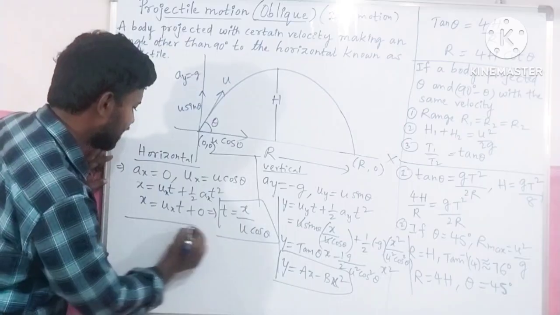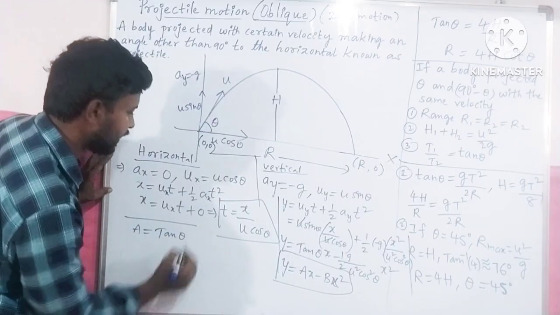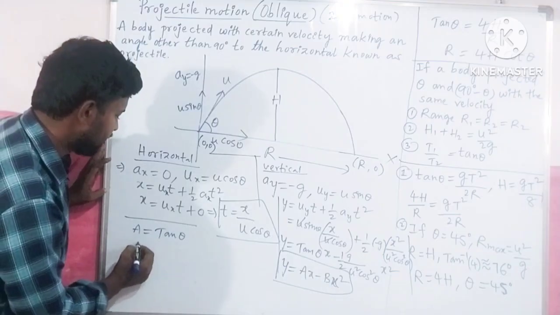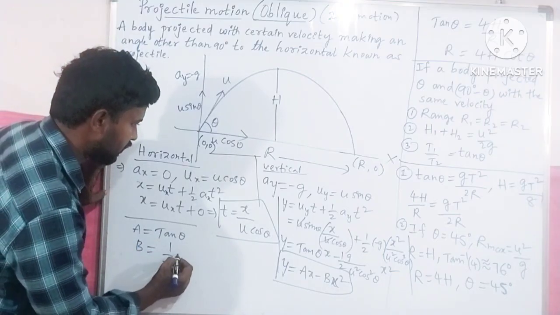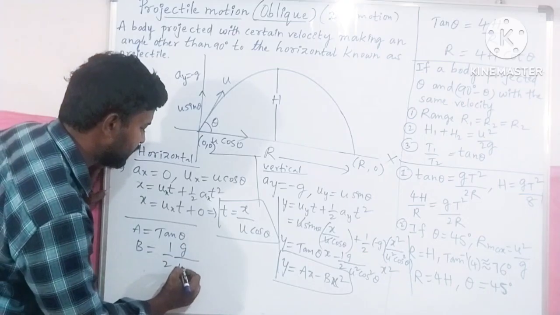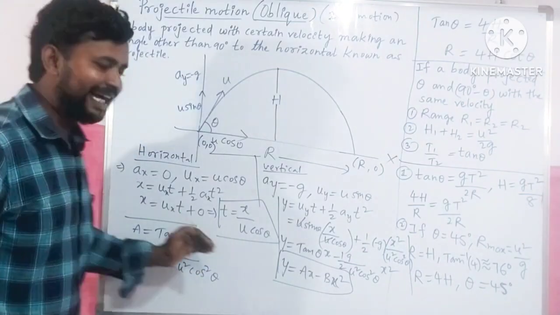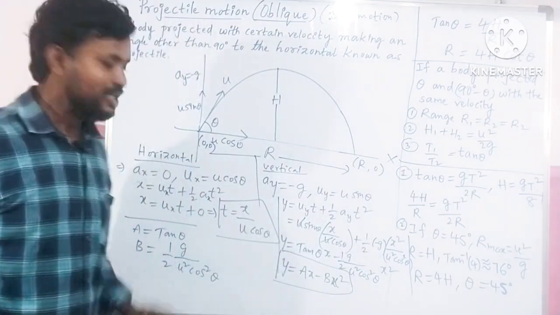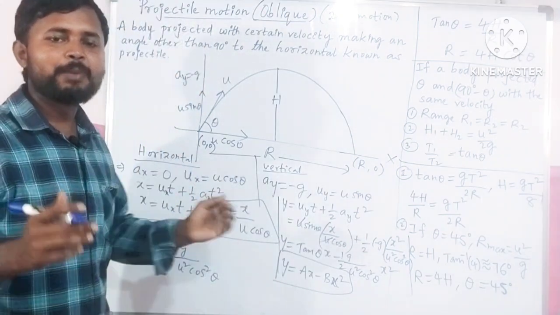Here I take a equal to tan theta, and the constant b equal to 1 by 2 g by u square cos square theta. Now this is the equation of a parabola. So y equals ax minus bx square is the equation of a parabola.